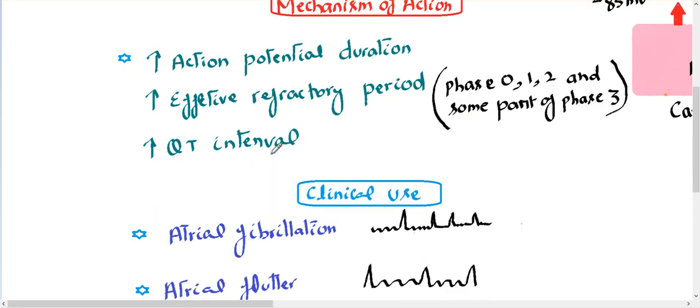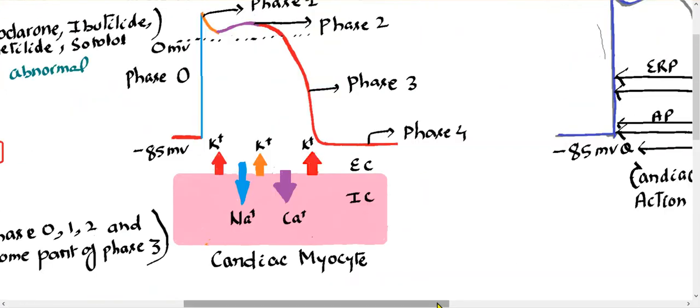What is the mechanism of action? It increases the action potential duration. It increases the effective refractory period. The effective refractory period is where the sodium channels are inactive and there is no generation of a new action potential. Those are phase 0, phase 1, phase 2 and some part of phase 3. I'm going to explain that in the graph, and it increases the QT interval. As you can see, guys, class 3 antiarrhythmic drugs increase the action potential duration, increase the effective refractory period and increase the QT interval. So we are going to understand that in the graph.